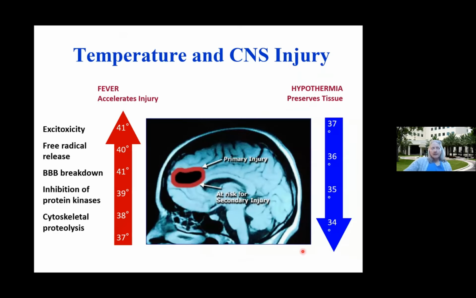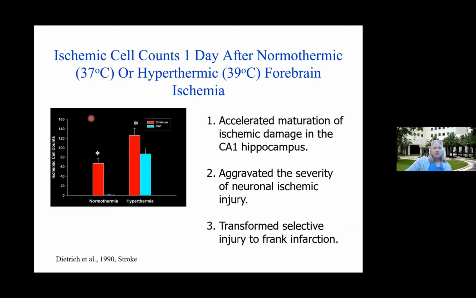So I've talked mainly about temperature, CNS injury, and I'm going to switch gears a little bit again and talk about fever in terms of how it accelerates injury, and mention a couple of our studies that we've done over the years. First one, really a long time ago, prior to the TBI work, looking at hyperthermia, 39 degrees after forebrain ischemia, clearly showing an increase in ischemic cell counts. We all know that fever is bad. And basically, in this particular study, there was a transformation from selective injury to frank infarction in these animals.